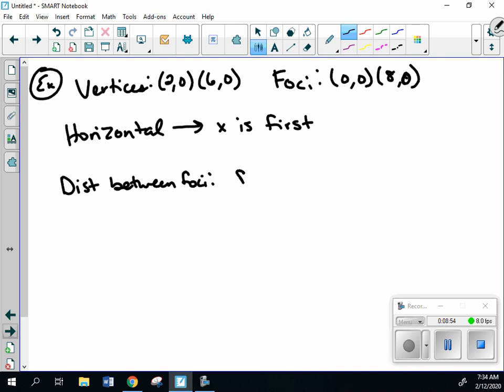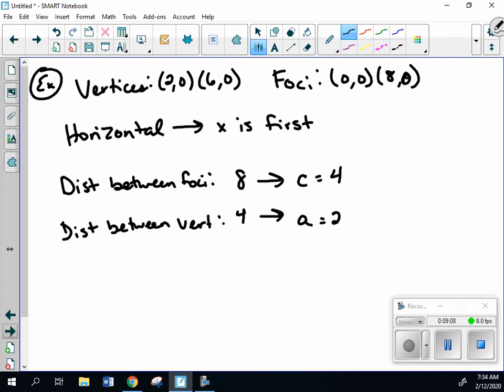Therefore, we know that the C value is 4, because we're cutting that in half. The distance between the vertices is 4, therefore A is 2. Okay. Now the other thing that we can figure out is the center. So if we cut the distance in half between them, we get a center of 4, 0. Okay, which makes sense.